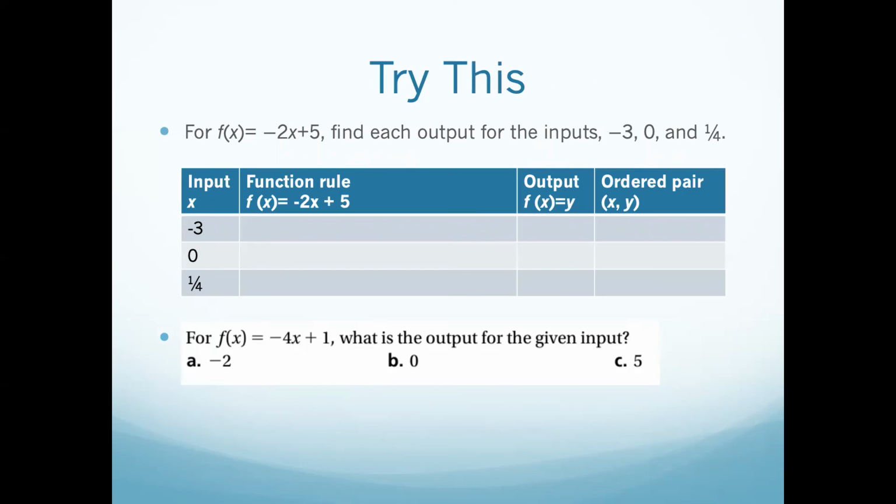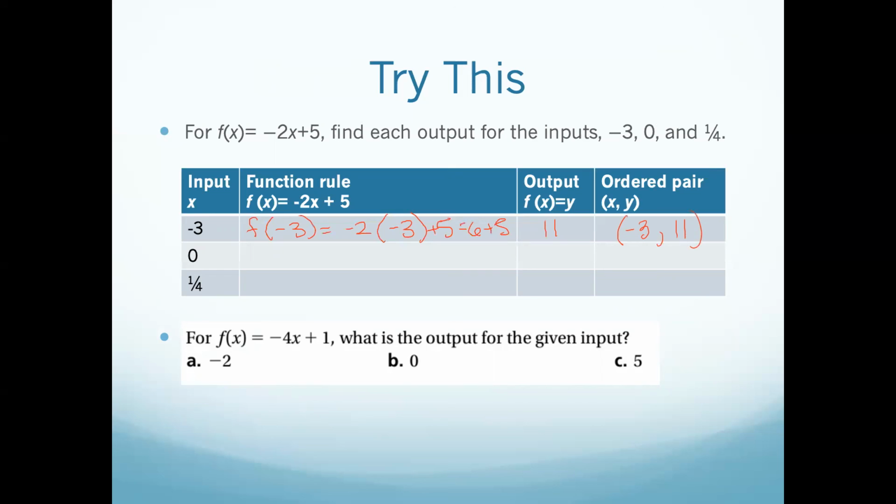X is -3, so f of x will be f of -3. That means anywhere that there's an x, I put -3. It's a substitution. -2 times x, which is now -3, plus 5. Order of operations, I do -2 times -3, which is 6, plus 5 is 11. So my output is 11. I put -3 into the equation, and I get 11 as my output. That means my ordered pair is -3, 11.